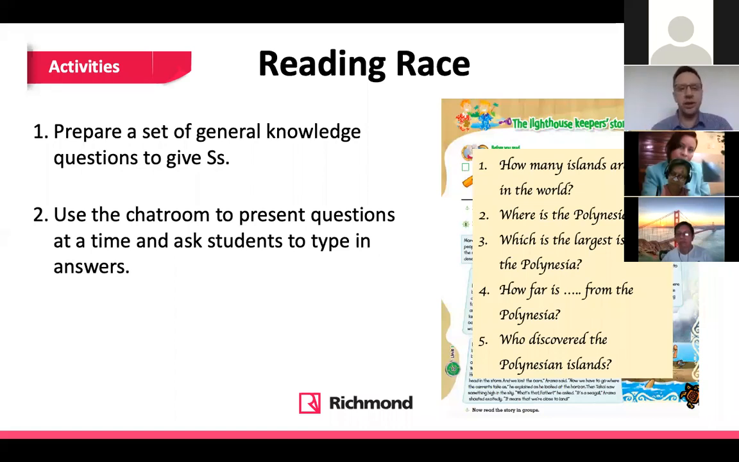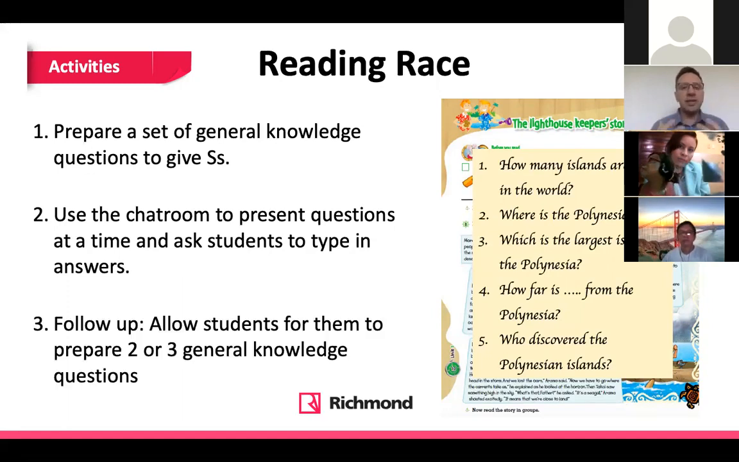Now, of course, with online instruction, we need to make sure that everybody is learning, not just the students. We are also learning. And remember, the online environment is the students' reality. So we really need to embrace students and to really empower them into this. So what are we going to do as a follow-up? We are going to ask students to prepare 2 or 3 general knowledge questions, and then they will become the ones who start giving questions to the class and also to us.